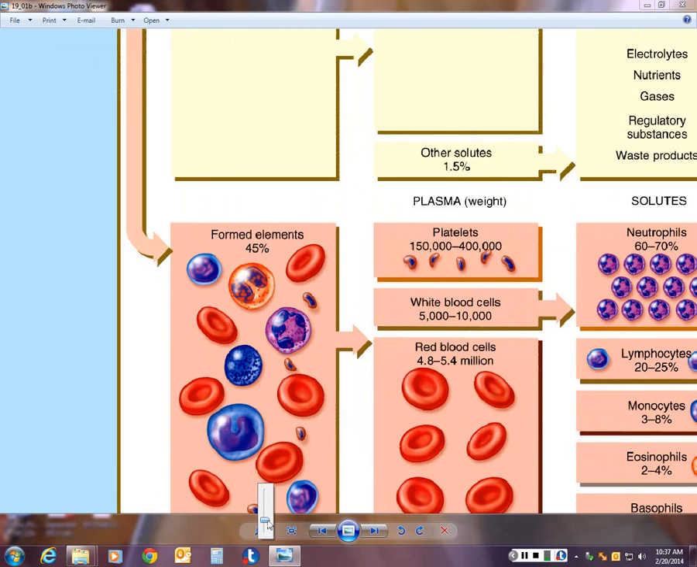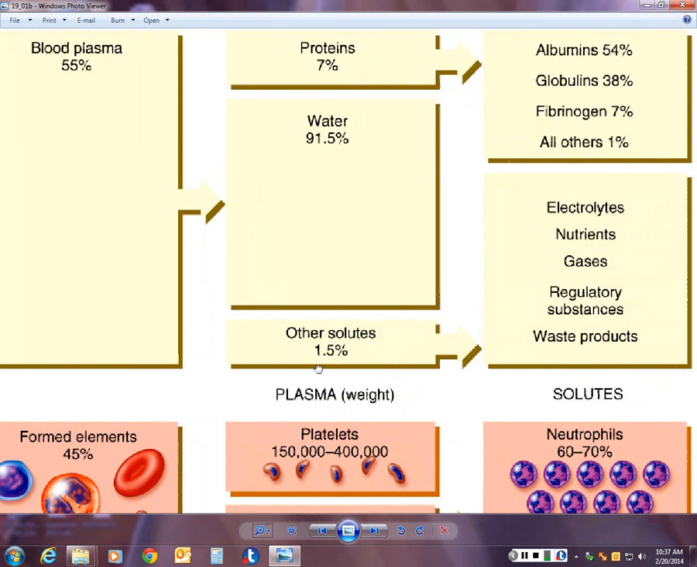So I'm going to make this image that we have here a little bit bigger so we can use the breakdown here to talk about plasma. As I told you a few moments ago, plasma accounts for about 55% of your total blood volume. Now, when we look at the makeup of plasma, the majority of it is going to be water. You don't have to remember that water is 91.5% of plasma. I'm not going to ask you that number, but you should remember the concept, and that concept is this, that plasma is mainly water. So mainly, predominantly water. That's what we find in plasma.